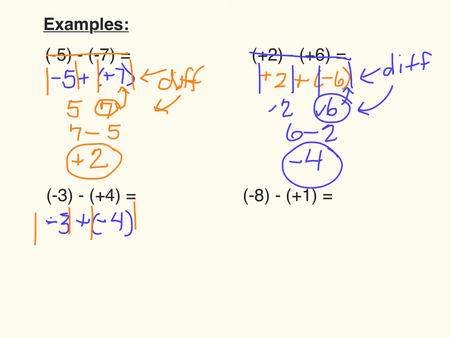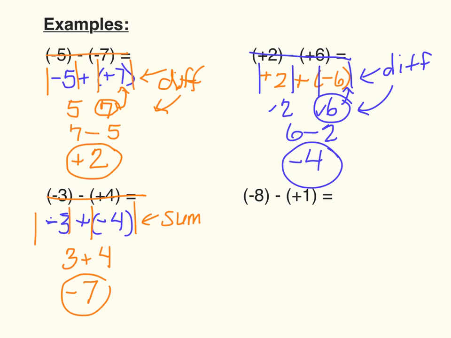So the absolute value of -3 is 3. The absolute value of -4 is 4. If the signs are the same, find the sum. Well, I don't have to go any further. I know they're the same. I'm finding the sum. 3 plus 4 is 7. I use the sign of the larger absolute value, but in this case, don't forget, they're both the same now, so it's -7.